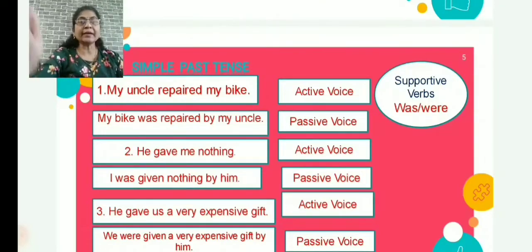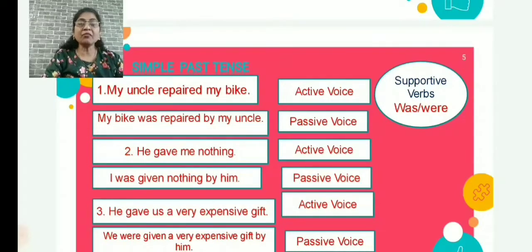Now the third example: "He gave us a very expensive gift." Now he is the subject, gave is the verb, the action, us is the object, and a very expensive gift is the complementary object.